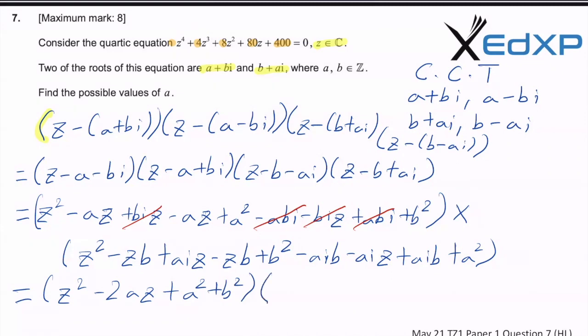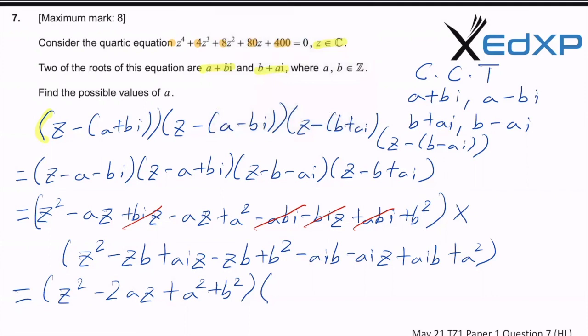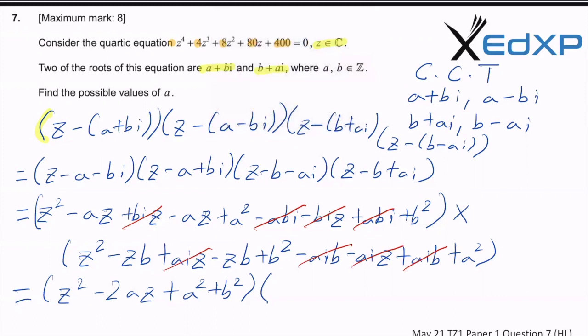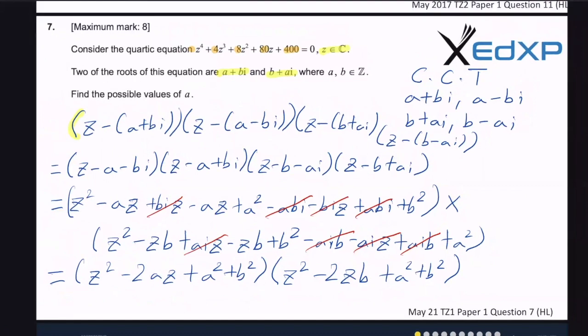And for the second expression, can we cancel out anything? Plus aib minus aib plus aiz minus aiz. Okay, and we are left with, there's no more imaginary components, so it's all real. We have z squared minus 2zb plus a squared plus b squared. Okay, and there we have the expression.